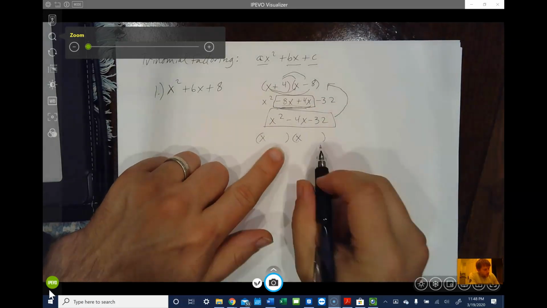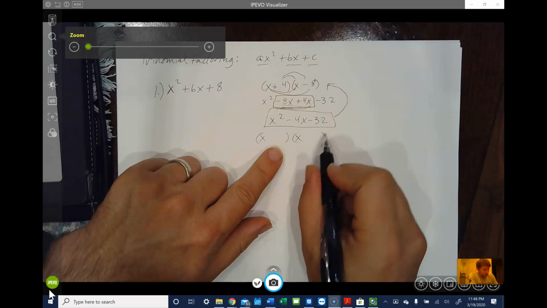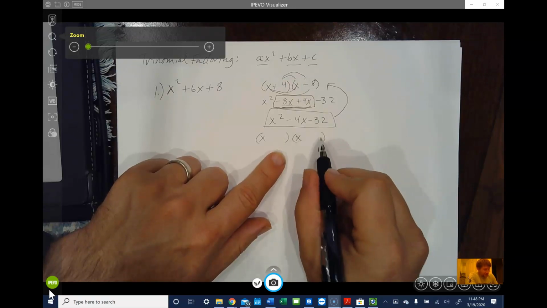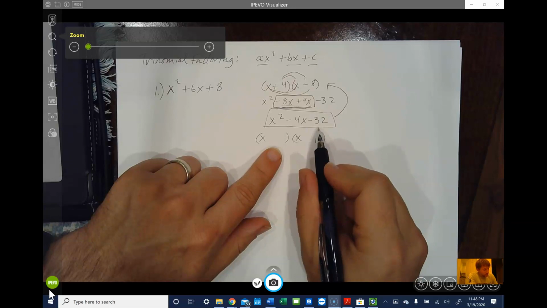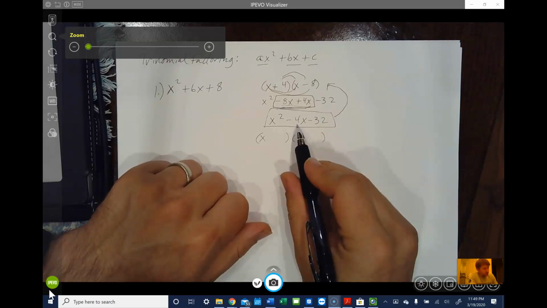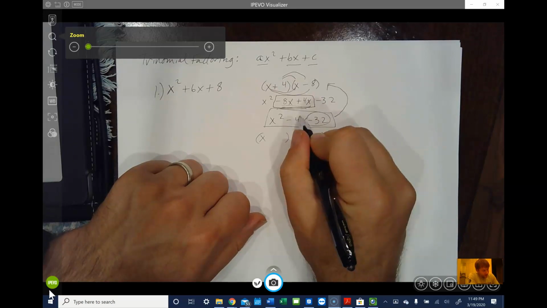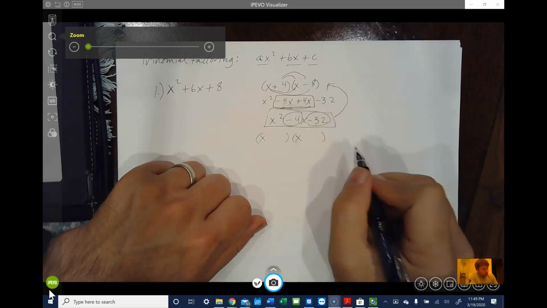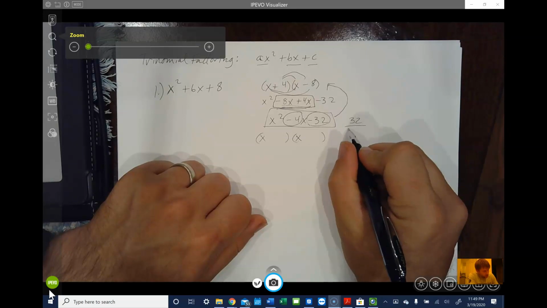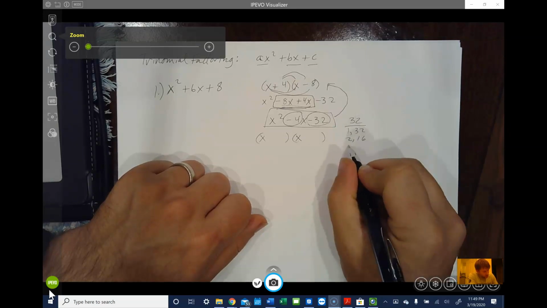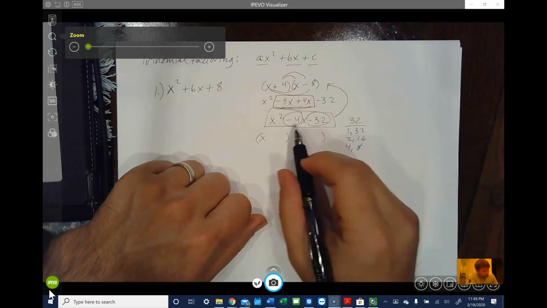So you have to solve a puzzle here. These 2 numbers have to multiply to get the last number and add to get the middle number. Let me say that again. They multiply to get the last number, and they add to get the middle number. That's the puzzle you have to solve, the mystery. What 2 things can multiply to get negative 32 while at the same time adding to get negative 4? If you have trouble, write down the things that multiply to get 32: 1 and 32, 2 and 16, 4 and 8. And that's all. Then you ask, which of these could add to get negative 4?